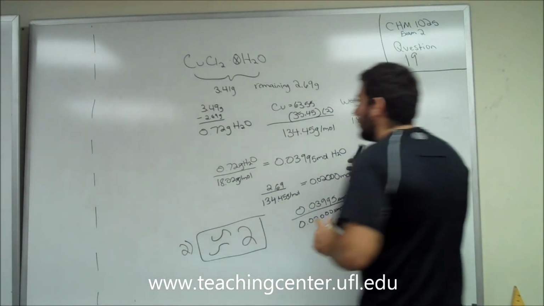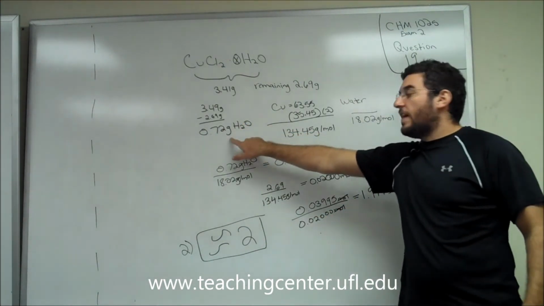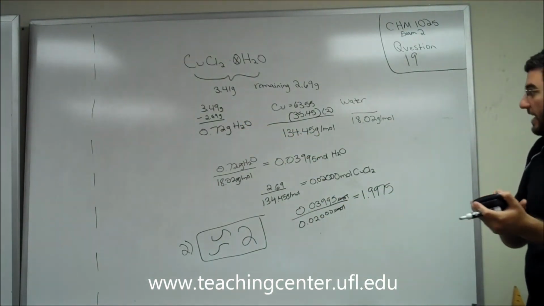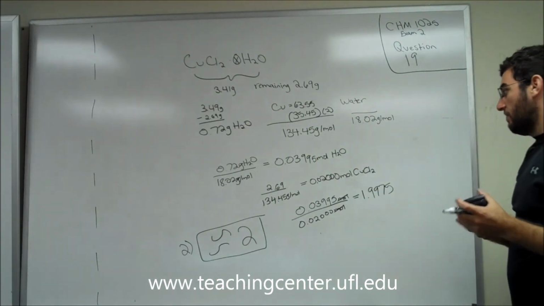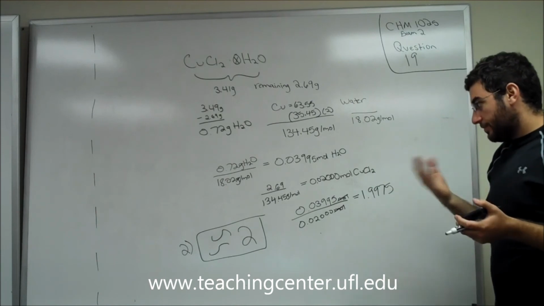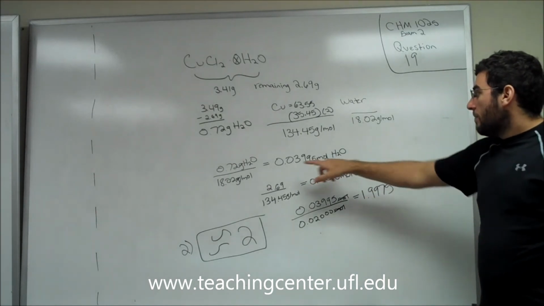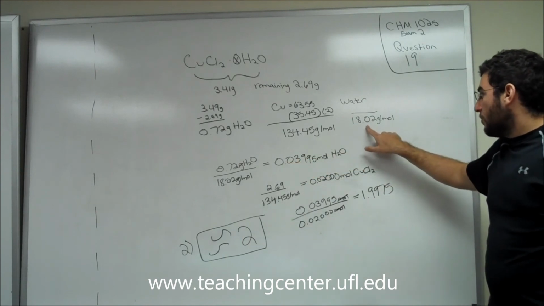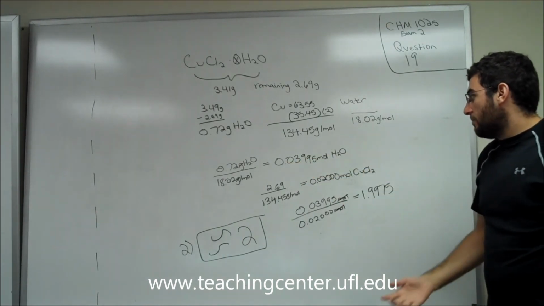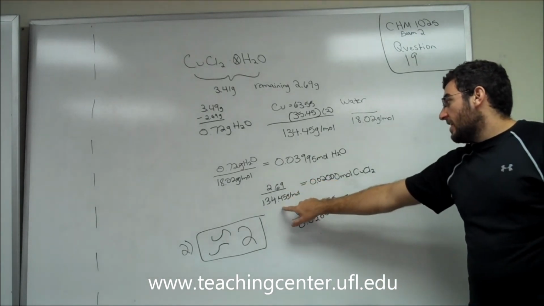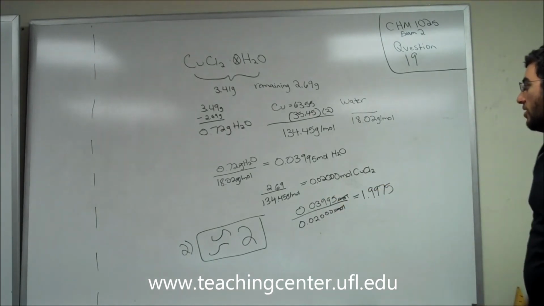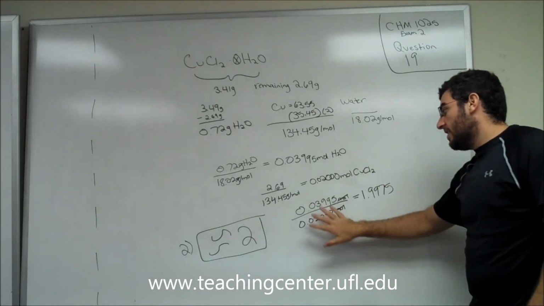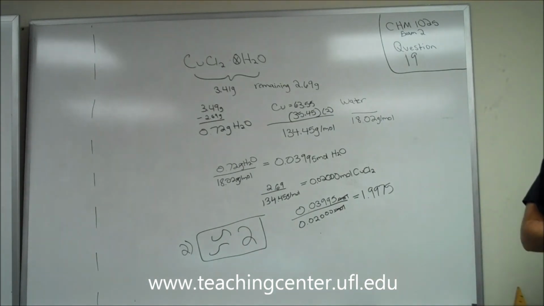So what we did again is we found out how many grams of water we had, calculated the number of moles, found out the grams of copper chloride, found out the number of moles, and just divided the two. We found 0.72 grams divided by 18.02 was 0.03995 moles of water. 2.69 divided by 134.45 gives us 0.0200 moles of copper chloride. When we divided the bigger one by the smaller one, we got approximately 2 as our coefficient for the water hydrate.